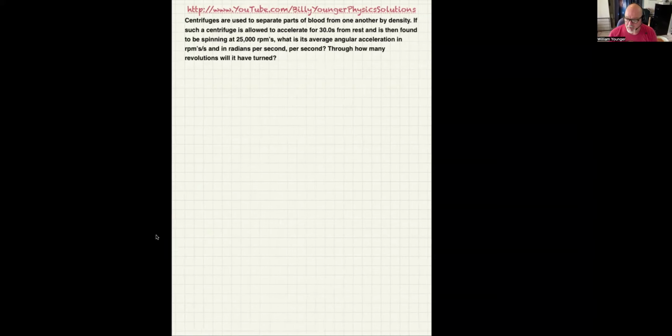So as you can see, the question starts off: centrifuges are used to separate parts of blood from one another by density. If such a centrifuge is allowed to accelerate for 30.0 seconds from rest and is then found to be spinning at 25,000 revolutions per minute, what is its average angular acceleration in RPMs per second and in radians per second per second? Also, through how many revolutions will it have turned? So that's the actual problem we're going to work.